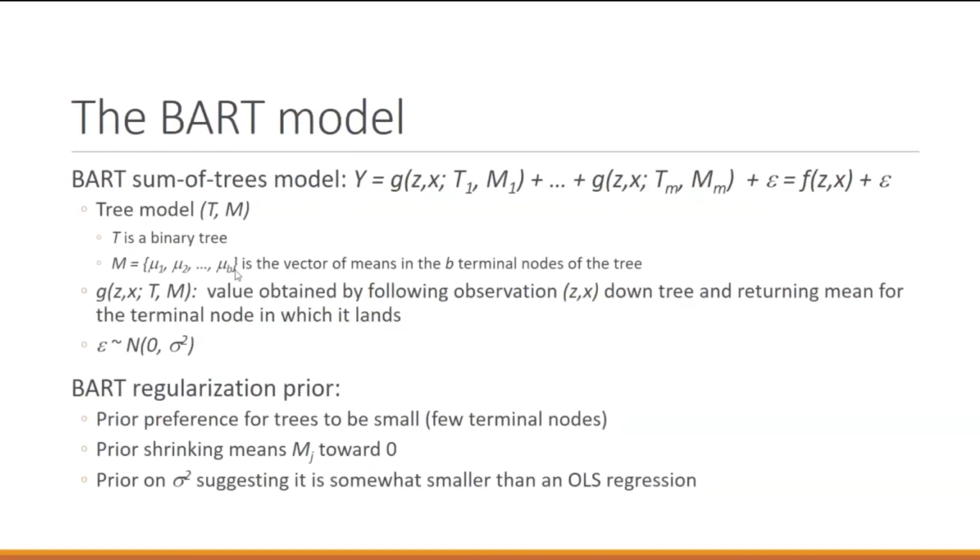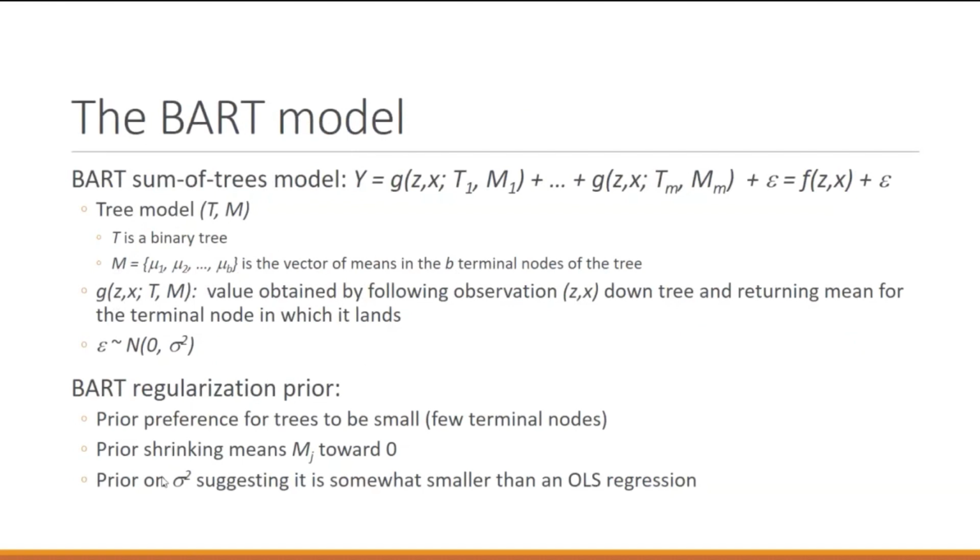And then the associated vector of means in the terminal nodes of that tree. And then this g notation is just for the value that we obtain by essentially dropping some observation down the tree and finding what the mean is for the terminal node that it lands in.